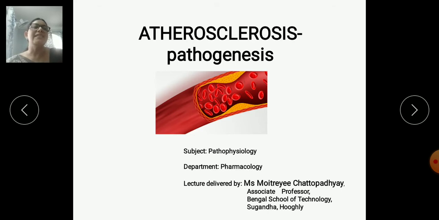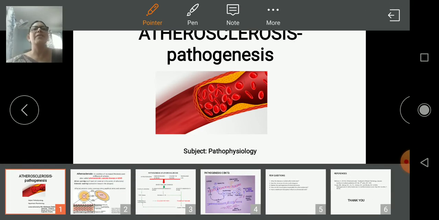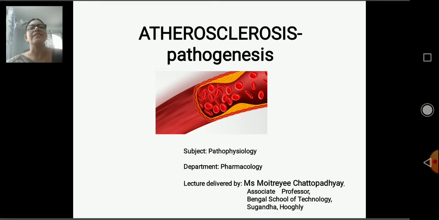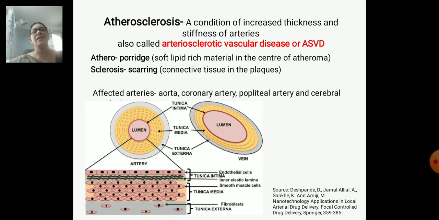So let us study this atherosclerosis. Now, atherosclerosis, what is the condition? The condition is an increase in the thickness and stiffness of the arteries. And it is also called what? It is called arteriosclerotic vascular disease, that is ASVD.